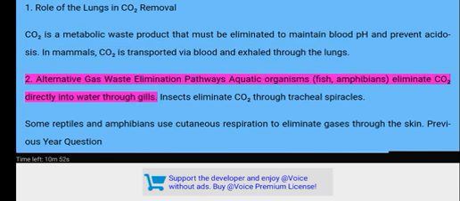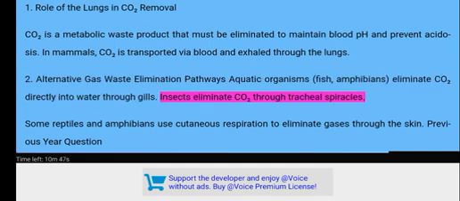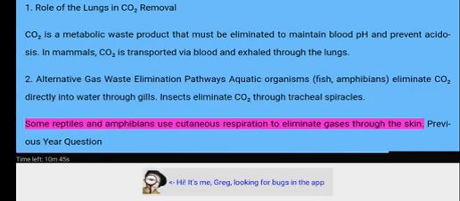2. Alternative gas waste elimination pathways. Aquatic organisms, fish, amphibians eliminate CO2 directly into water through gills. Insects eliminate CO2 through tracheal spiracles. Some reptiles and amphibians use cutaneous respiration to eliminate gases through the skin.